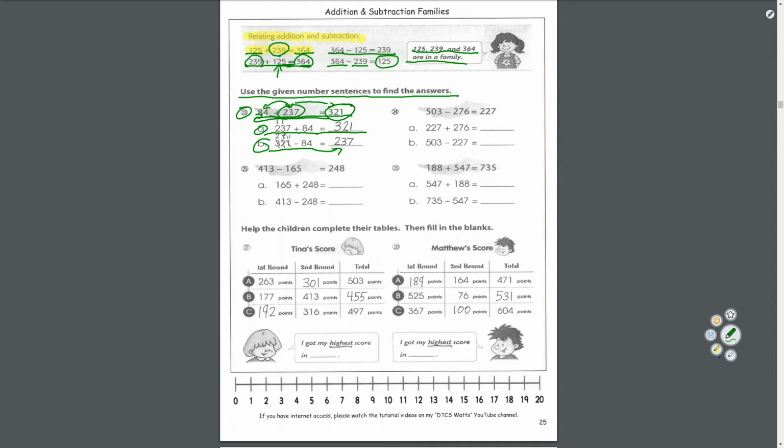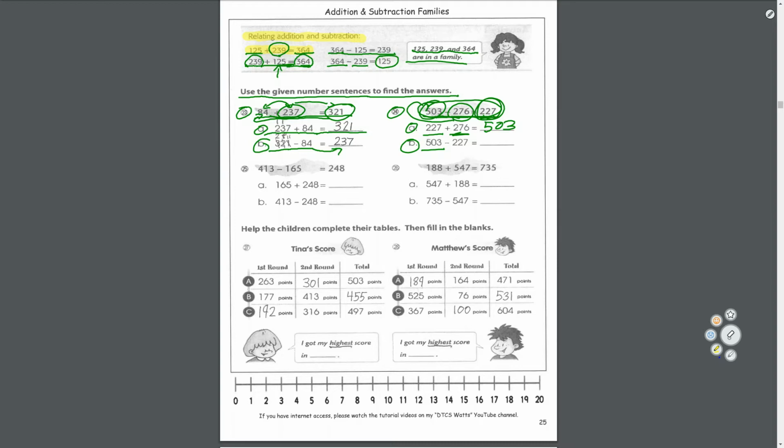So I didn't even have to do the work. I don't need to do the work. I just need to think about the family because I already have the first question done. Let's see, 24. 503 take away 276 equals 227. So A, 227 plus 276, we know it's going to equal 503. We don't even need to check because it's a family. B, 503, the first number.